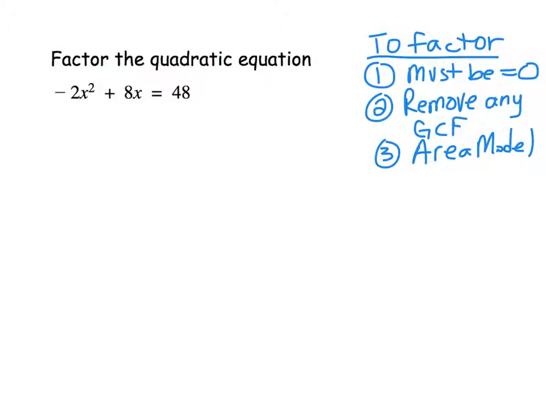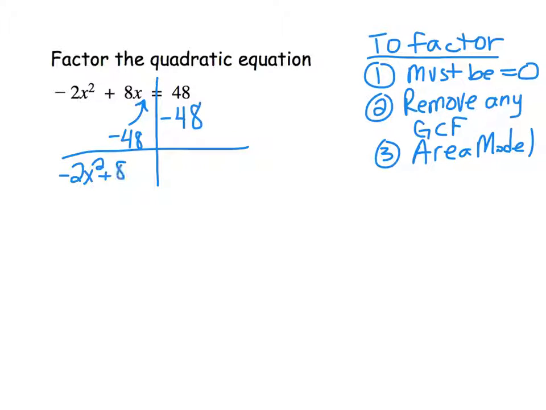So to get it equal to 0, I need to zero out this 48. To zero out the 48, I do the inverse, which is minus 48 on both sides. Now I want to put my minus 48 right there at the end because I know it's my last term. So to rewrite this, I've got negative 2x squared plus 8x minus 48 equals 0.